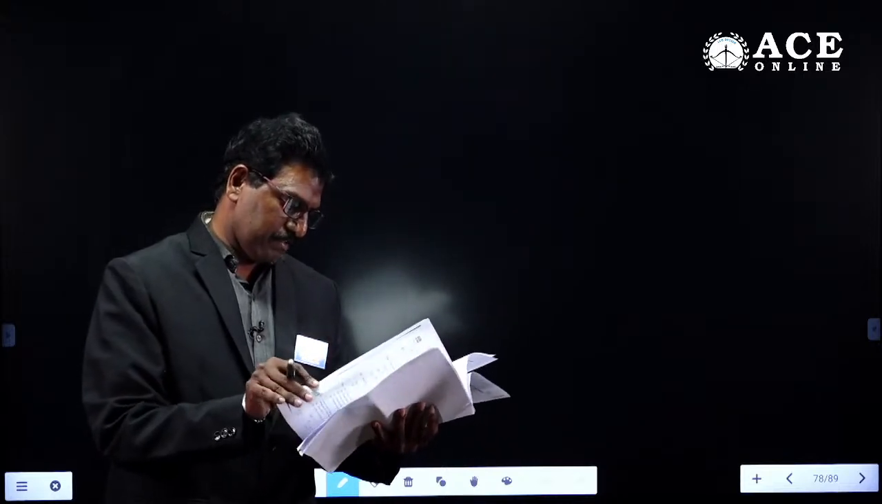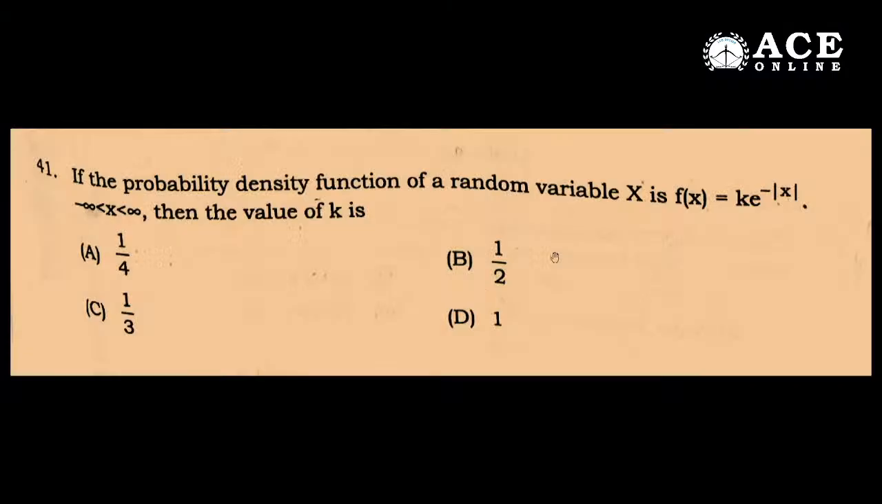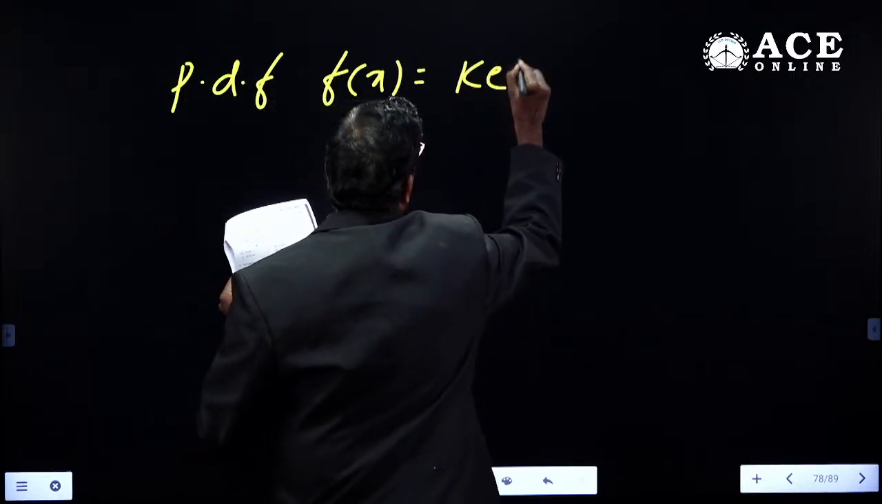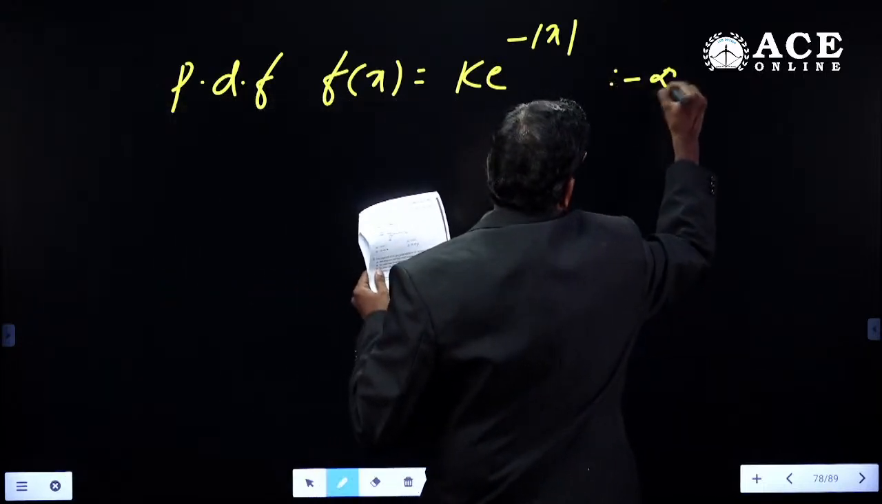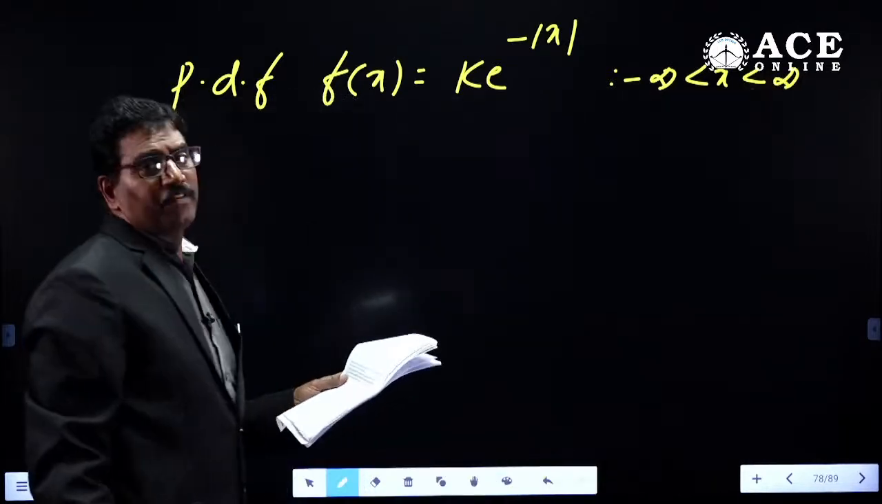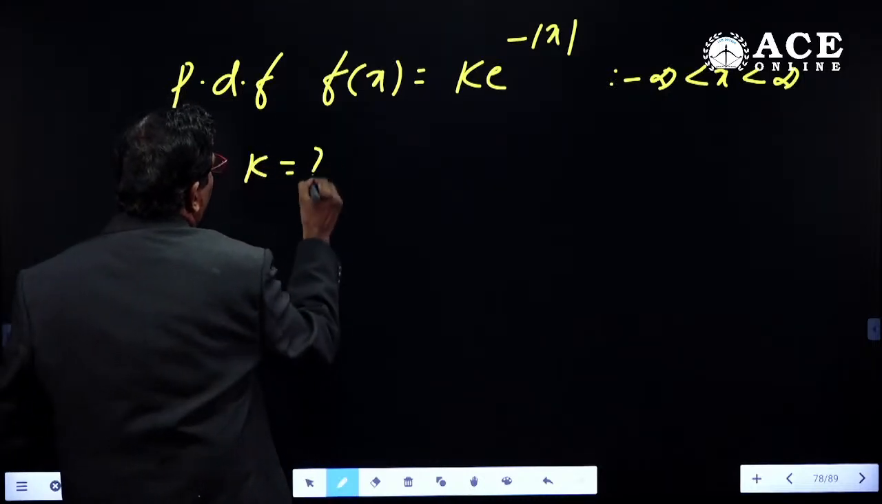Actually, question number 41 is the first question. The probability density function (PDF) of a random variable x is given as f of x is equal to k e power minus modulus of x, for minus infinity less than x less than infinity. They are asking for the value of k.